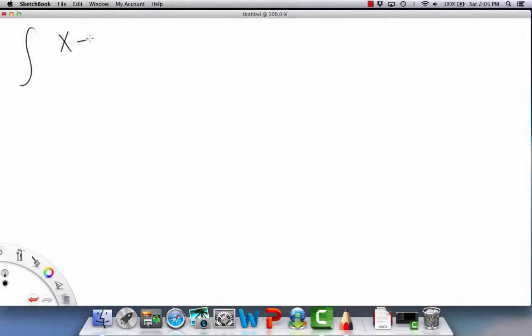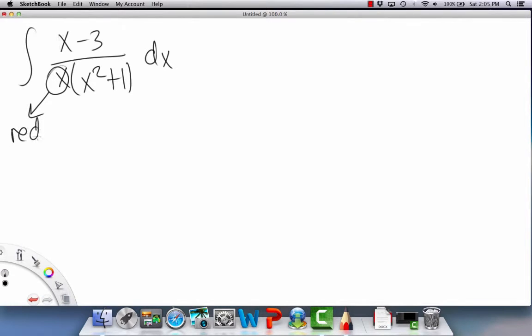Let's say they give us something like x minus 3 on top over x times x squared plus 1, dx. Here's a case where this x is technically reducible, and the thing in parentheses is irreducible. Technically it's allowed to have both reducible and irreducible existing in the same problem. We're just going to have a combination of the two different types of fractions.